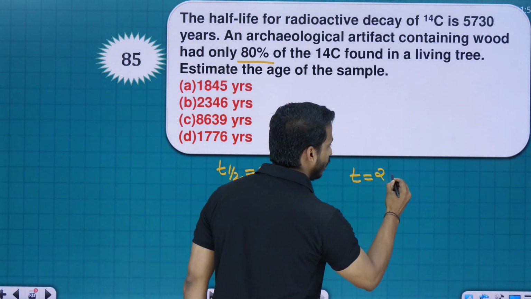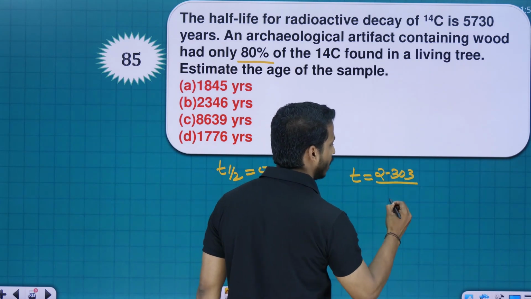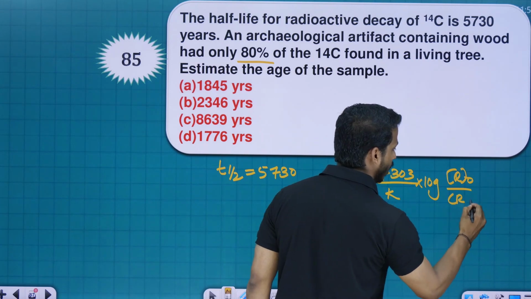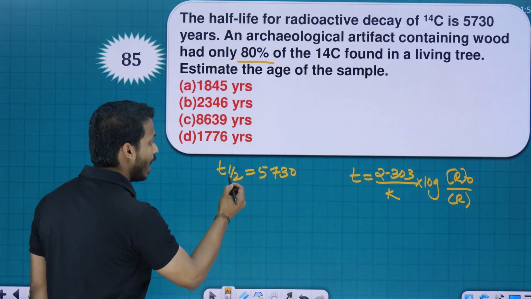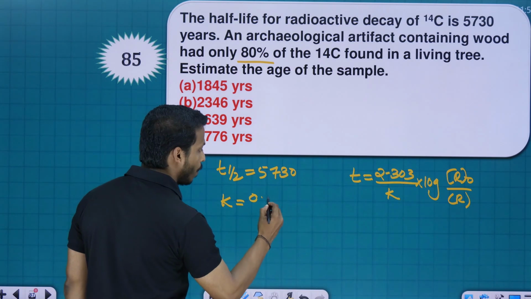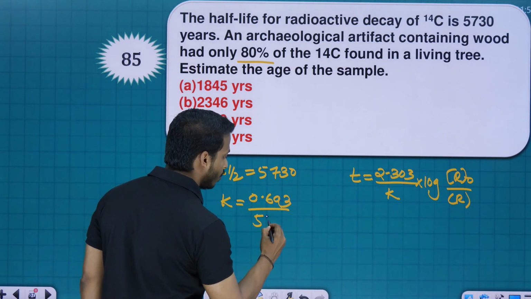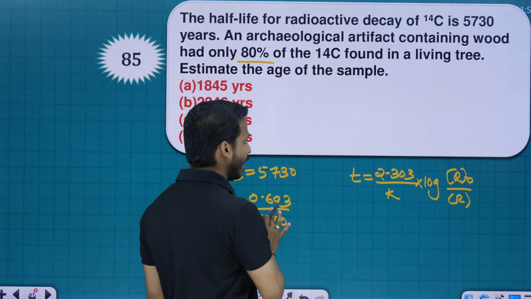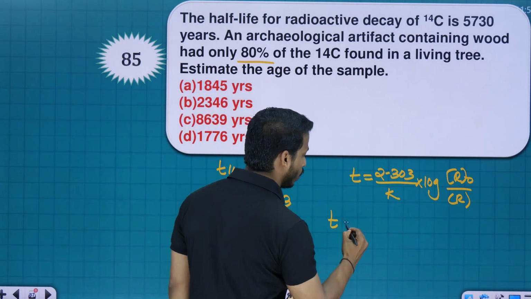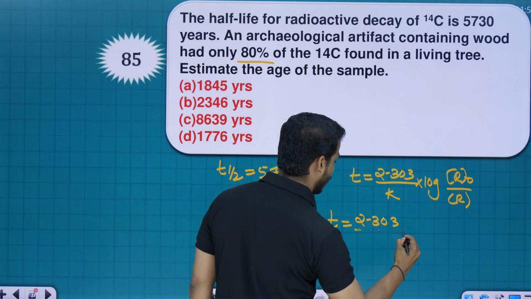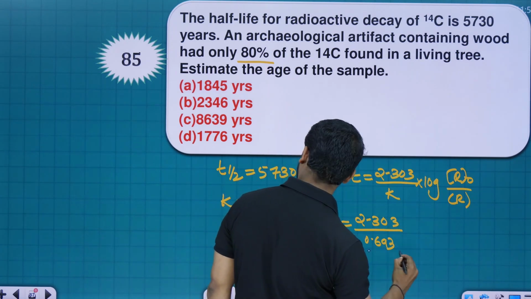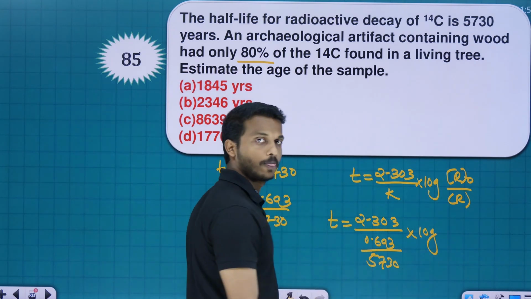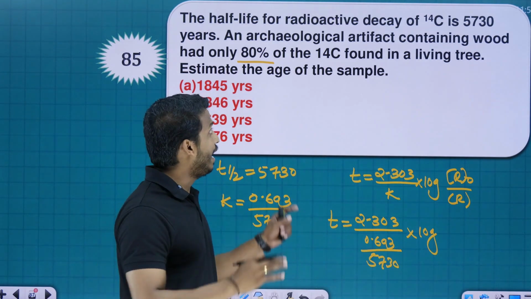If you want to calculate the time, the equation for first order is t equal to 2.303 by K into log of what? R naught divided by R. Yes or no? So T half is given, mean calculate K. 0.693 divided by 5730 here. It's already in years, so no need to convert. So this is the K value that you have to substitute here. So T equal to 2.303 divided by 0.693 by 5730 into log of, what is initial and final?